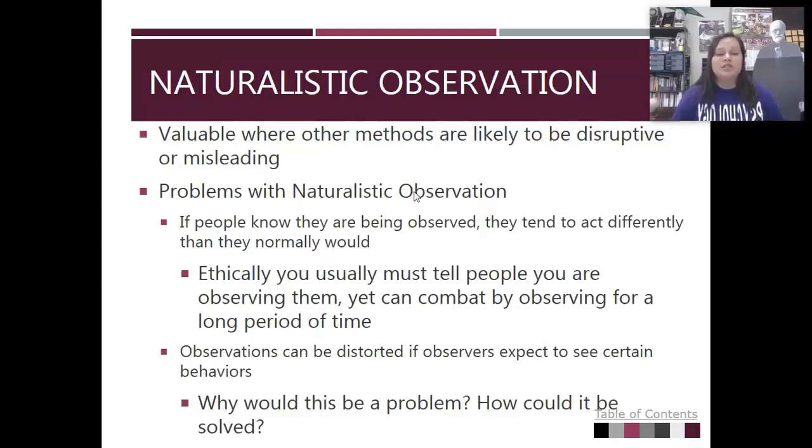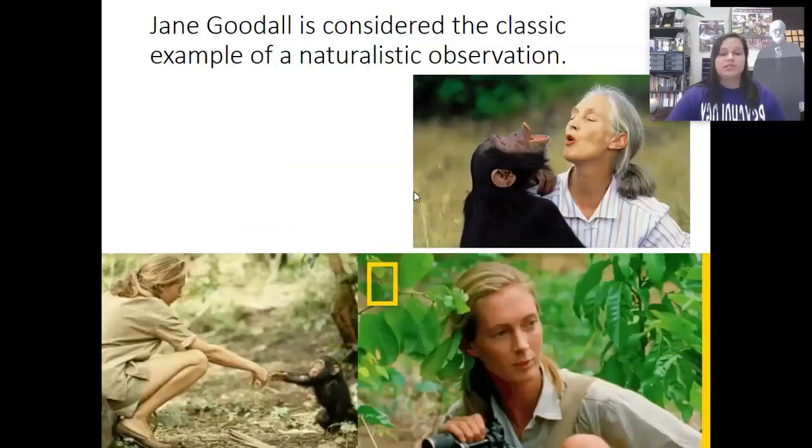The observations can be distorted if observers expect to see certain behaviors. For example, if I'm looking for a certain behavior, like how many times you smiled, and I'm like, oh, I think that was a smile, but maybe it wasn't really, that can affect the results. So we might have to really accurately define what's considered a smile.